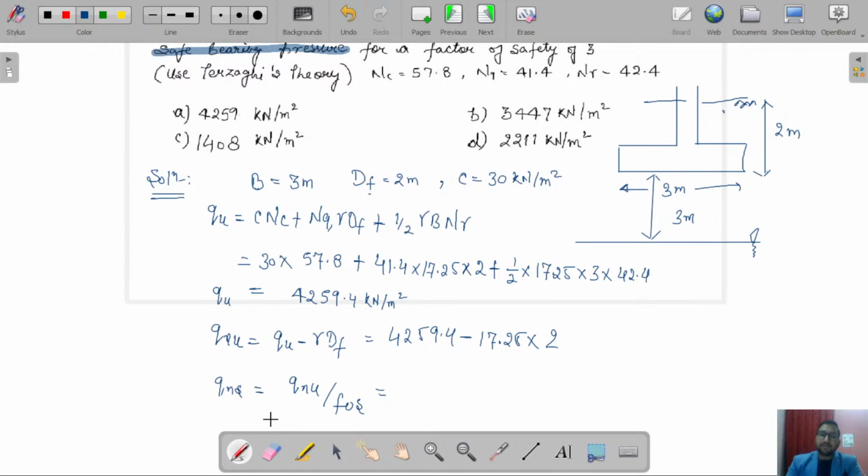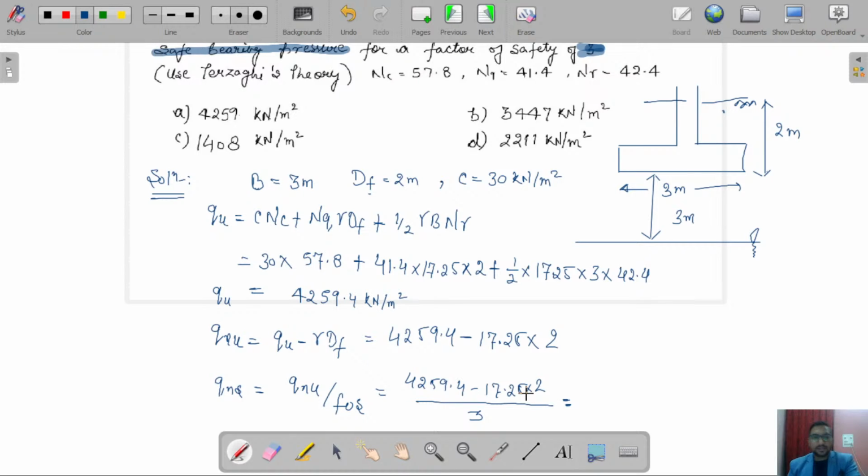Net ultimate divided by factor of safety. The factor of safety is given as 3. So it will be 4259.4 minus 17.25 into 2, divided by 3.